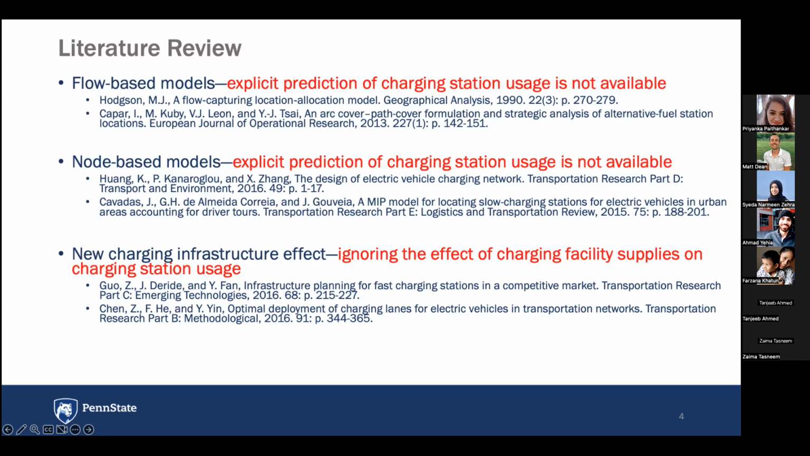Another critical issue of current CSLP studies is that they ignored the effect of charging facility supply on charging station usage. To be specific, the deployment of a new charging station may increase or decrease the charging usage of its neighboring existing charging stations. However, such charging demand-supply interaction was not considered by existing studies. To summarize, an explicit prediction of charging station usage and charging demand-supply interactions need to be addressed in this research.